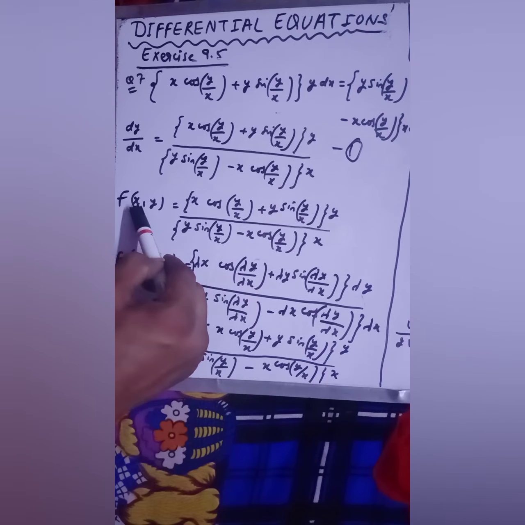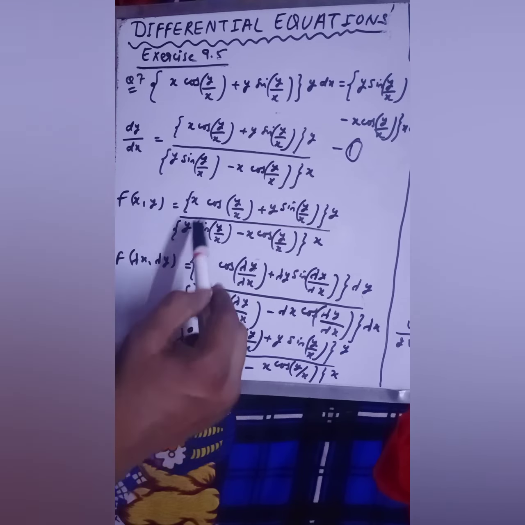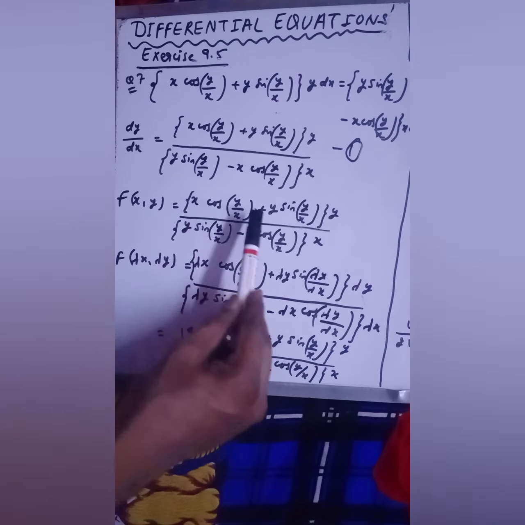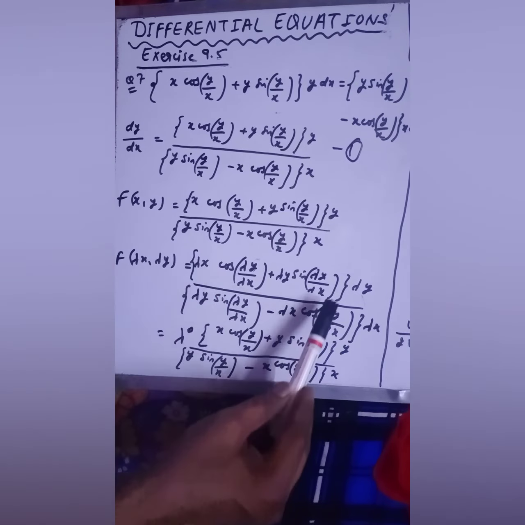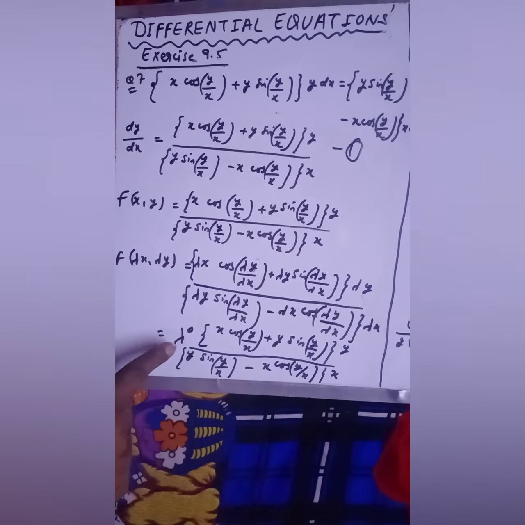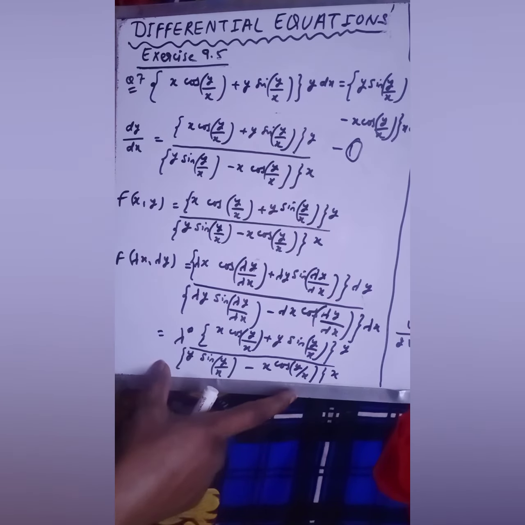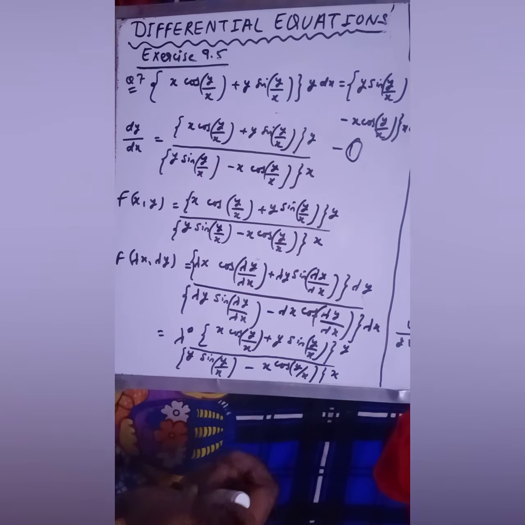So now you have to put x equals lambda x and y equals lambda y. So when you will put here, your x will be lambda x, and when you will solve it, you will get lambda 0. Okay, so this is the homogeneous equation, homogeneous function. Okay, first step is clear.